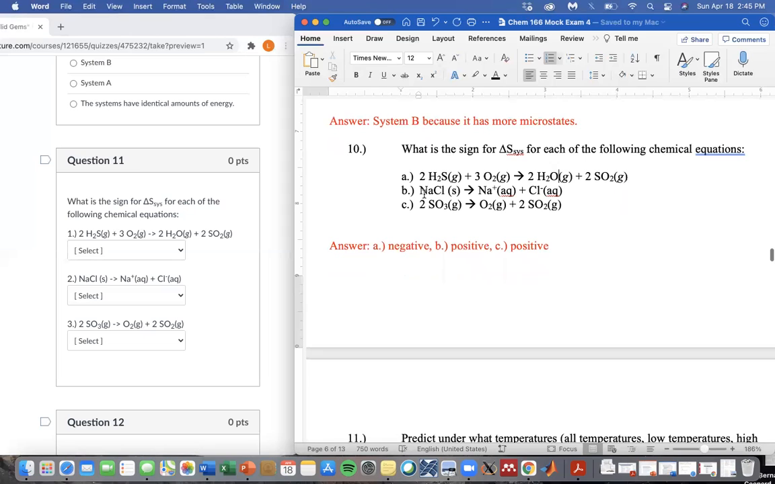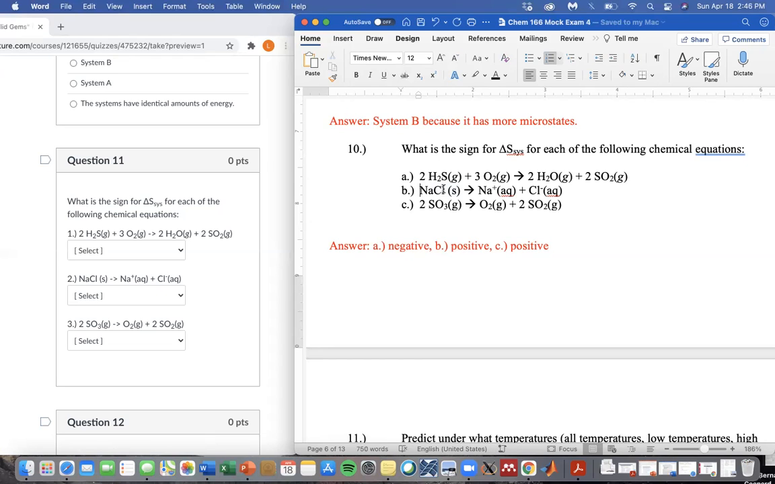But for B, you're going from a solid to aqueous. And when you have aqueous particles, that means they're in water. So you have to consider that when you have particles that are aqueous, they're able to move around a lot more and they're interacting with water, as opposed to being held very rigidly in a solid and not interacting with any other particles. And so because of that, B would have a positive entropy because there's way more chaos on this side of the equation than there is on the reactant side.